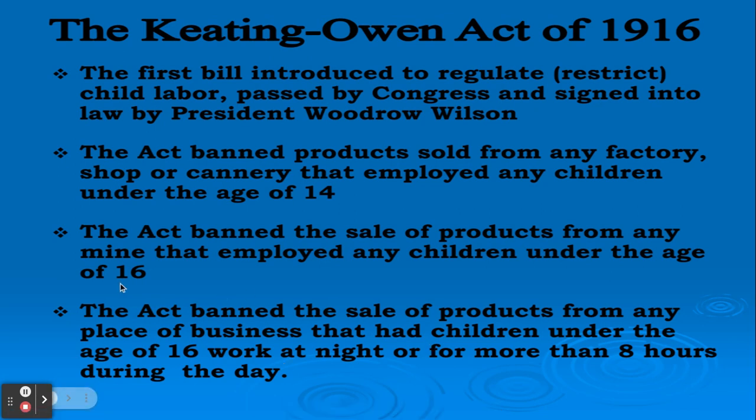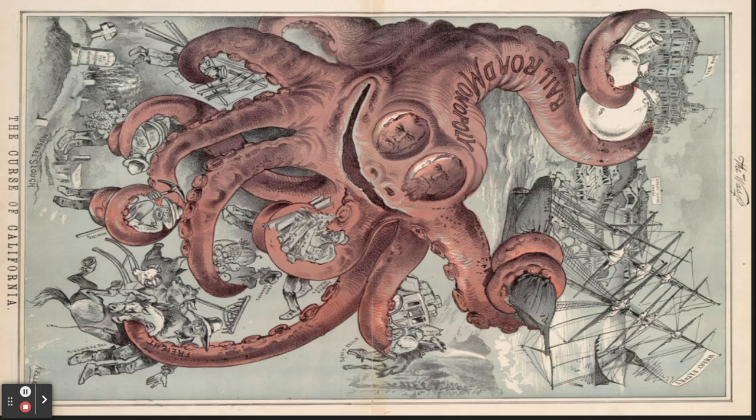Your company will get in trouble if your mines have children under 16, or if your factory has children under 14, right? If they're not in school and they're working, your company or business can also have their sales banned. These are major efforts to limit the corporations and benefit children of all groups and communities nationwide. But the companies still have a lot of power.